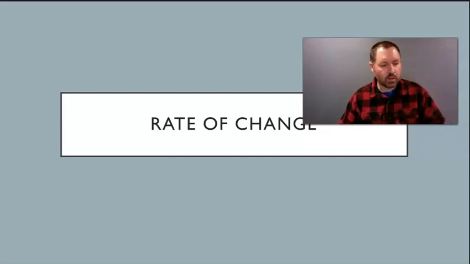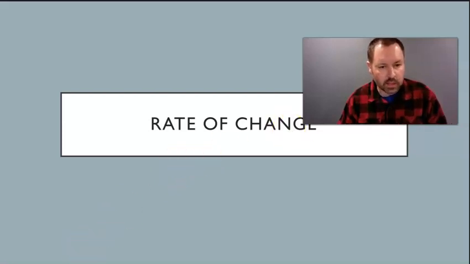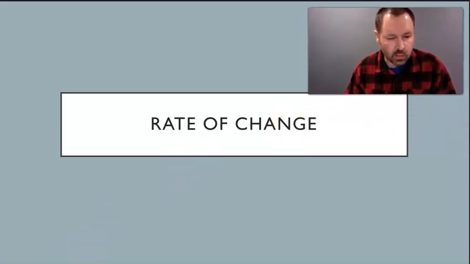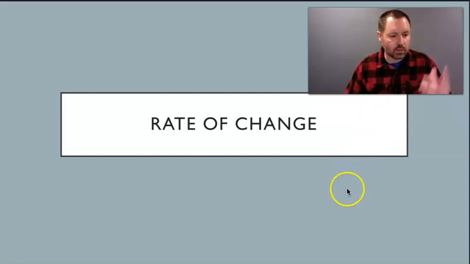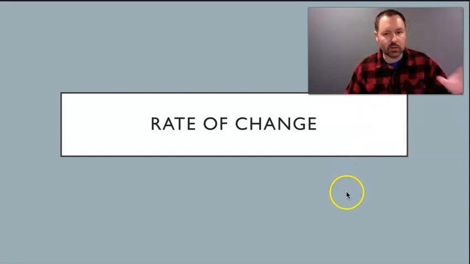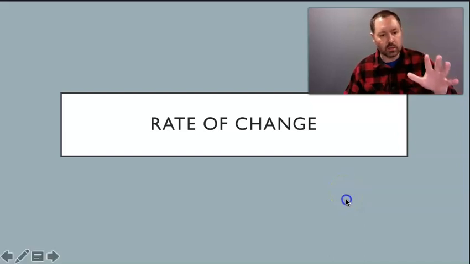We're going to cover some information found on pages 388 all the way up to 391, and I think it is a little bit complicated, so I wanted to kind of walk you through this. So let's go ahead and get started. This section is about the rate of change when it comes to evolution.